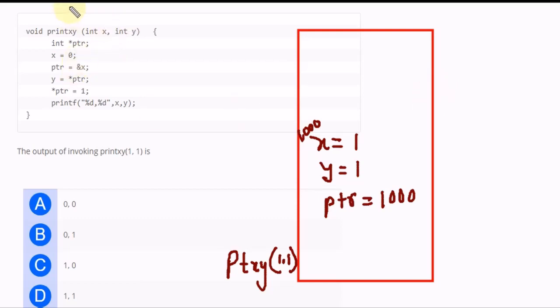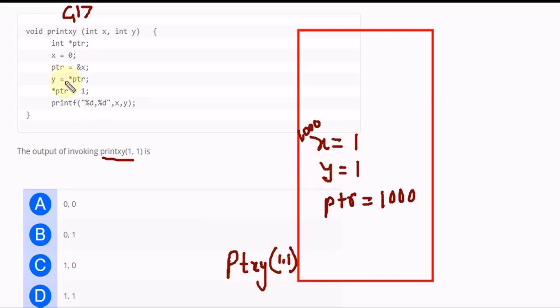So this was the question asked in GATE 2017. We have asked what will be the output if this print xy11 is called. So this is our stack. Now we are going to call our print xy11. Okay, so let's see what will be the output of it.